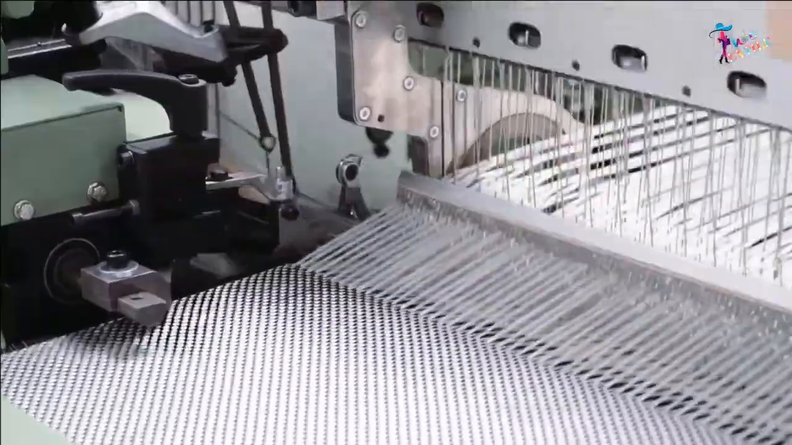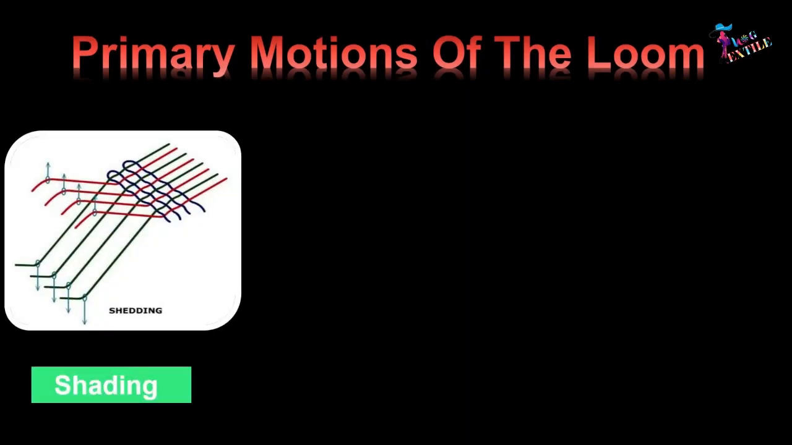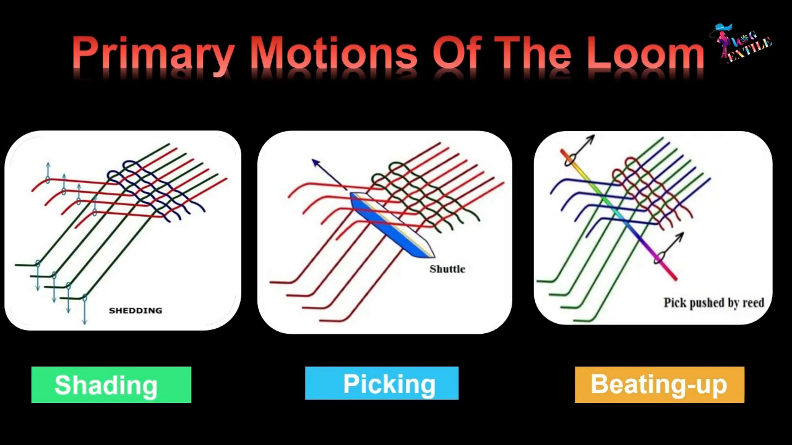Weaving can be summarized as a repetition of these three actions, also called the primary motions of the loom: shedding, picking, beating up or battening.